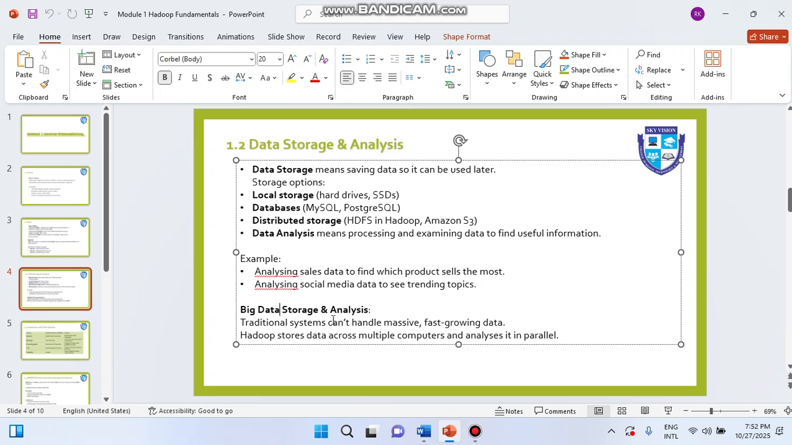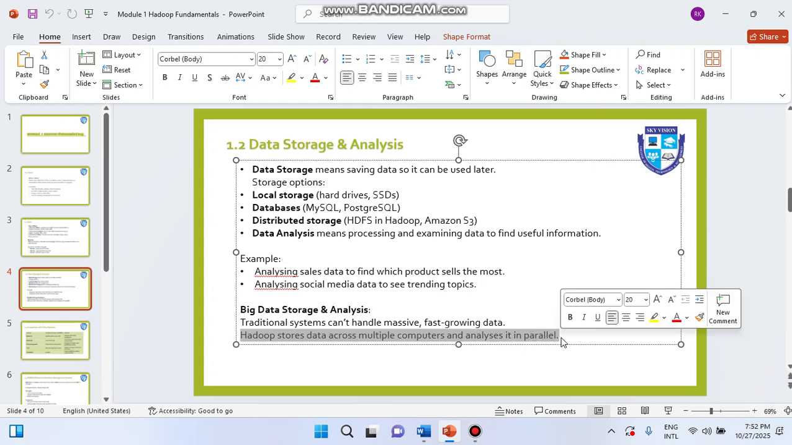Okay, then after that, what is the difference between big data and analysis? Traditional systems can't handle massive and fast-growing data. So Hadoop stores the data across multiple computers and analyzes it in parallel. What exactly does this mean? Simply, you store on one machine, and later it is distributed across different machines. So in the future, if any one machine is spoiled, we can still recover the data. Why? Because we are using HDFS from Hadoop. What is HDFS? HDFS full form is Hadoop Distributed File System. We are going to that step by step.